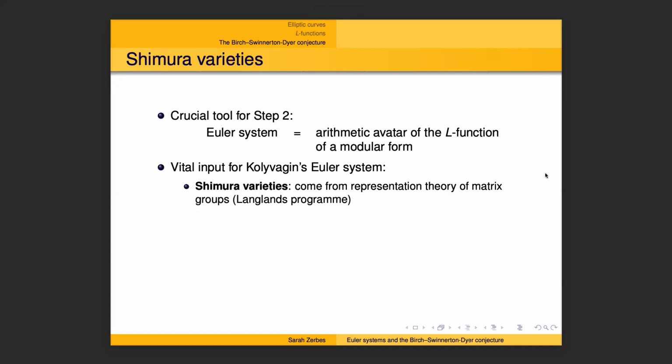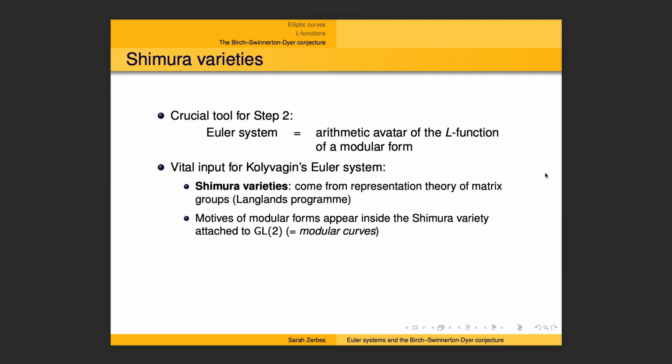Well, the point is the theory of Shimura varieties. So, these are varieties which arise from the representation theory of matrix groups. And the study of these Shimura varieties is an entire industry in itself. They're extremely important in what's called the Langlands program. And it turns out that the motives of modular forms appear inside the Shimura variety attached to GL2. And the Shimura variety attached to GL2 has a special name. It's called a modular curve.